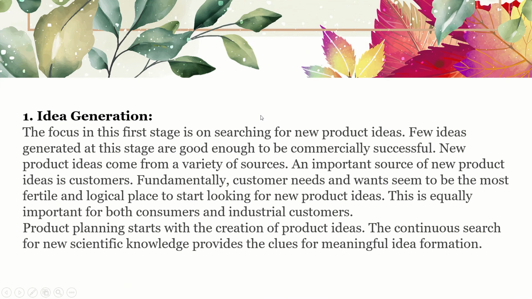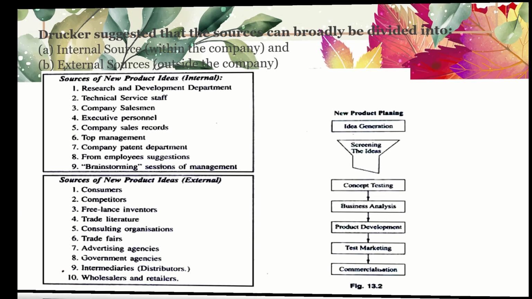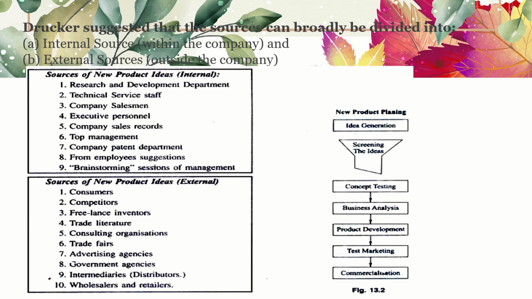Idea generation. The focus in this first stage is on searching for new product ideas. Few ideas generated at this stage are good enough to be commercially successful. New product ideas come from a variety of sources. An important source of new product ideas is customers. Drucker suggests that the sources can broadly be divided into internal source and external source. Internal source, within the company; external source, outside the company. Idea generation as such.